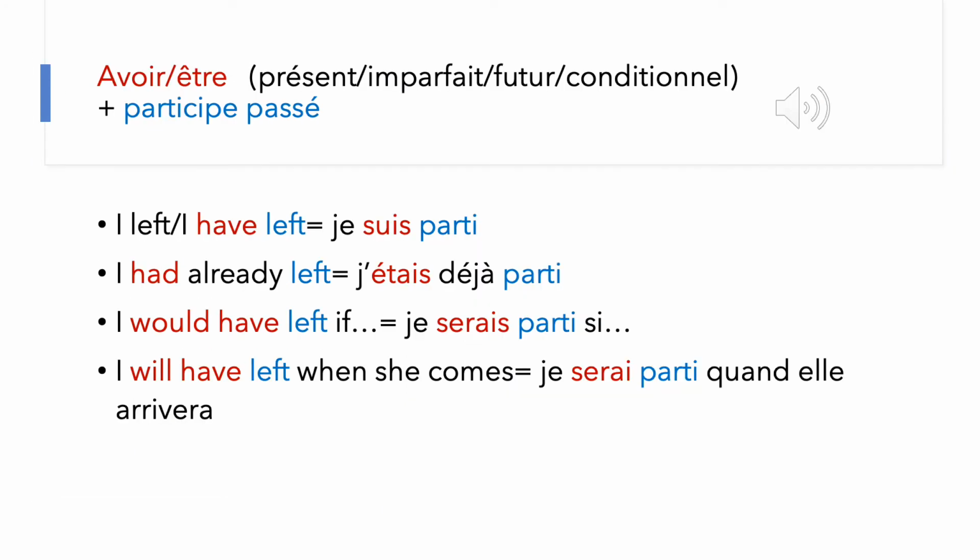So here is your rule. You use the auxiliary, which is avoir or être, in either the present tense, the imperfect tense, the future, or the conditional, and you follow it up with the past participle of the verb that you want to use. So if you want to say I left, which is the same as I have left, je suis parti. I had already left, j'étais déjà parti, etc.